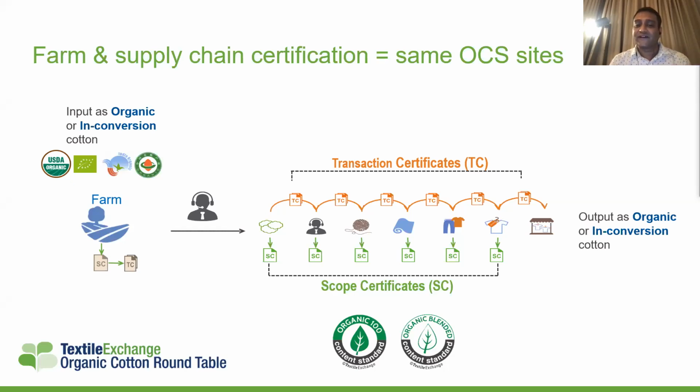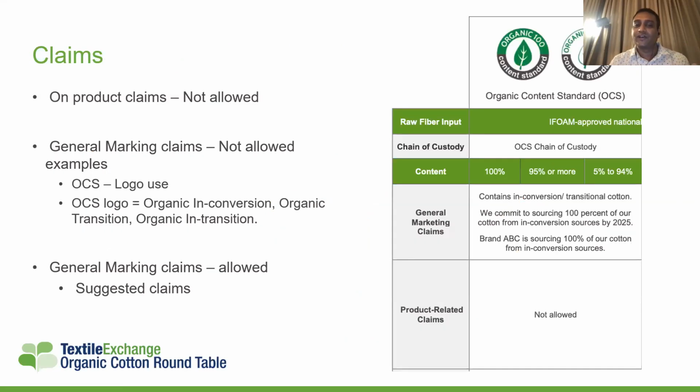Existing OCS certified sites can accept the in conversion cotton and can deliver output as an in conversion product. So if the input is organic, then the output is organic. If the input is in conversion, then the output is also in conversion cotton. And there is no additional certification cost at all for the supply chain. Existing OCS sites can be used for the in conversion chain of custody. Next one. The next information is more about the claim. So here you can see, we are not allowing an on-product claim at the moment.